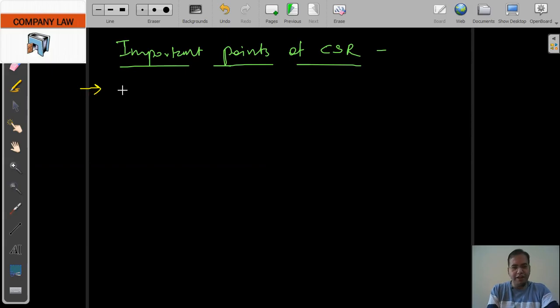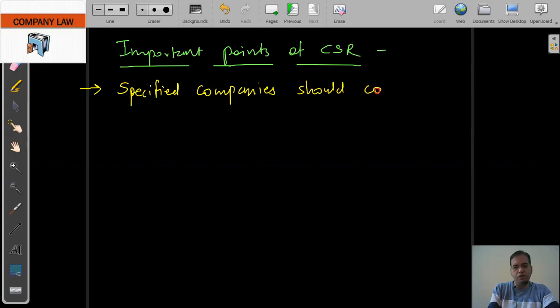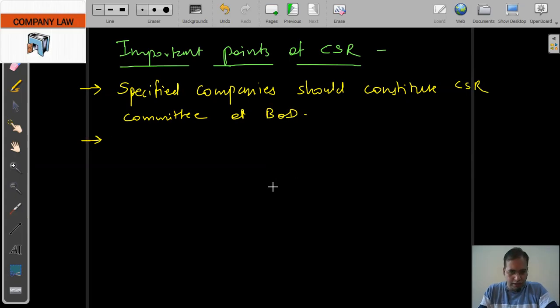First, specified companies should constitute the CSR committee of the board of directors. Company CSR rules should be complied with.